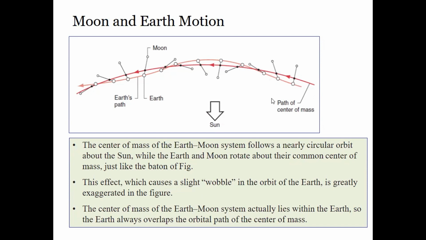So we can also see a slight wobble in the orbit of the Earth, which is greatly exaggerated in this curve. The center of the mass of the Earth and Moon system actually lies within the Earth, because the Earth is always overlapping the orbital path of these, and here we have shown it a little bit separated, just to elaborate the point that the Moon and the Earth system must be treated as one object having a center of mass, as if the total mass is concentrated at the center of mass, and it is moving in a perfect circular path.